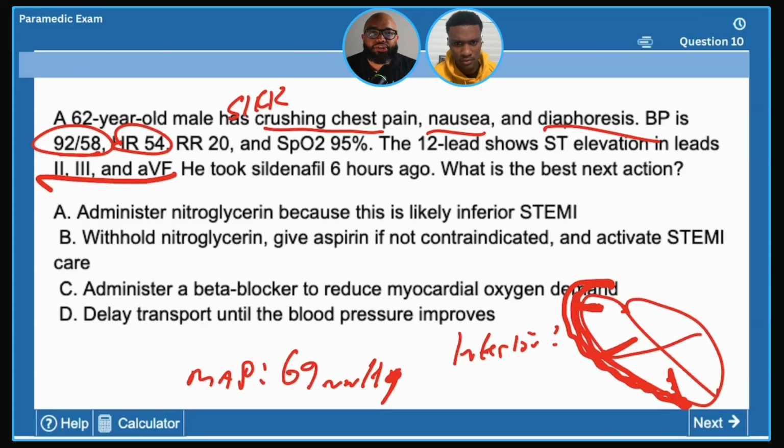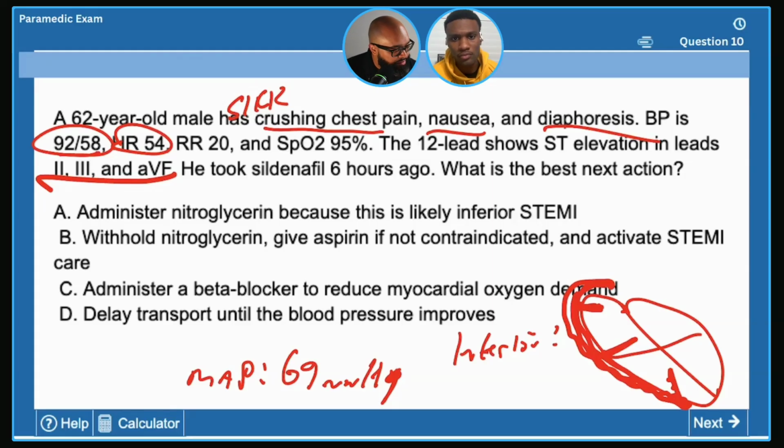What else do I need to do when I'm doing the 12 lead if there's inferior involvement? You need to move V4 to the right side of the chest, and now I'm going to run another 12 lead and call that V4R. I'm going to write V4R on the paper.